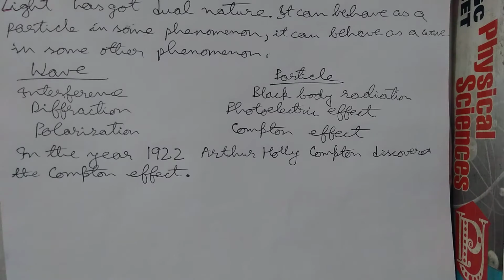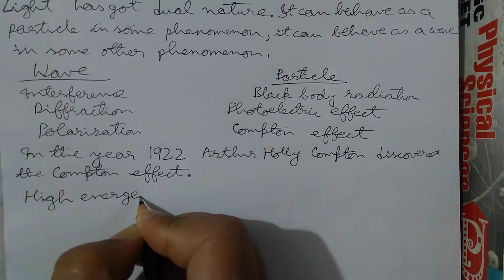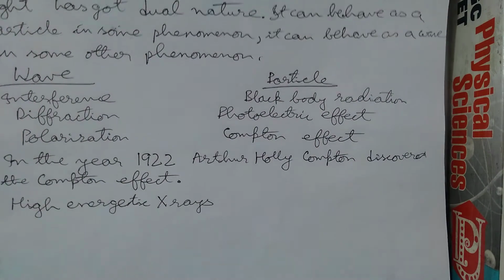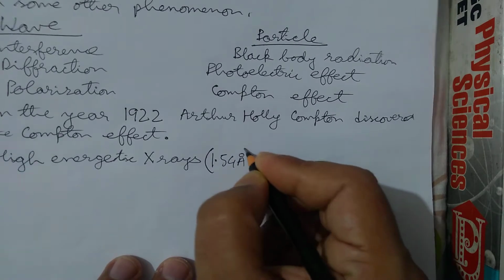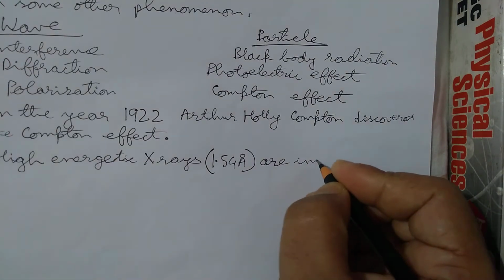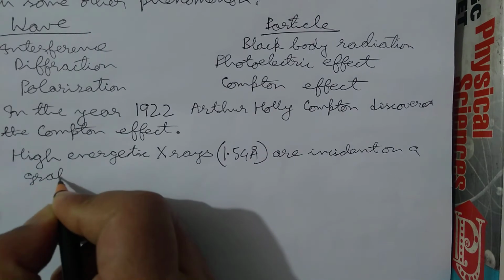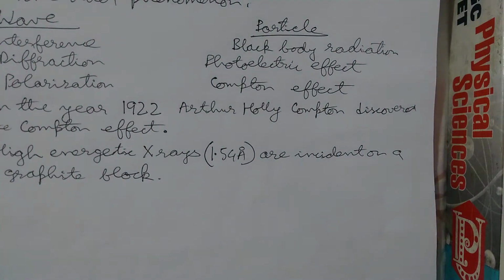In the Compton effect, high energetic X-rays are incident on a graphite block. X-rays have a very small wavelength, that is, the energy is very high, with a wavelength like 1.54 angstrom. High energy X-rays are incident on basically a carbon atom, on a graphite block.